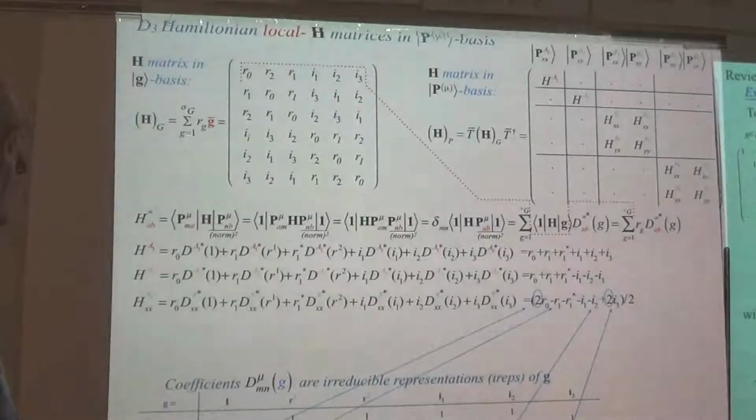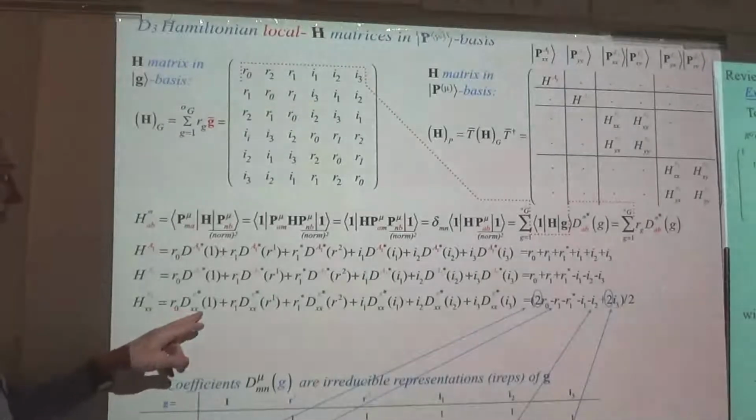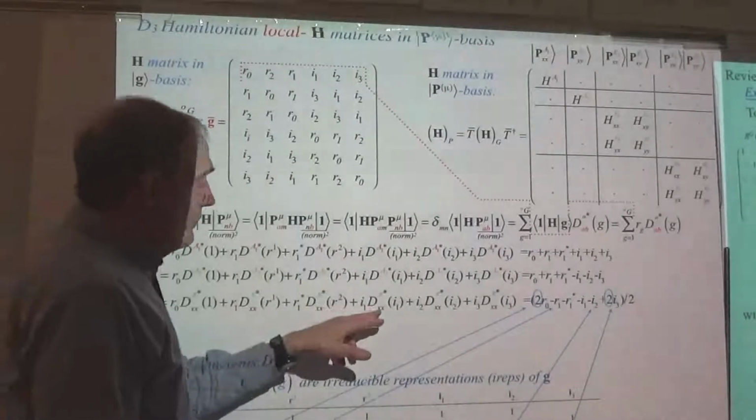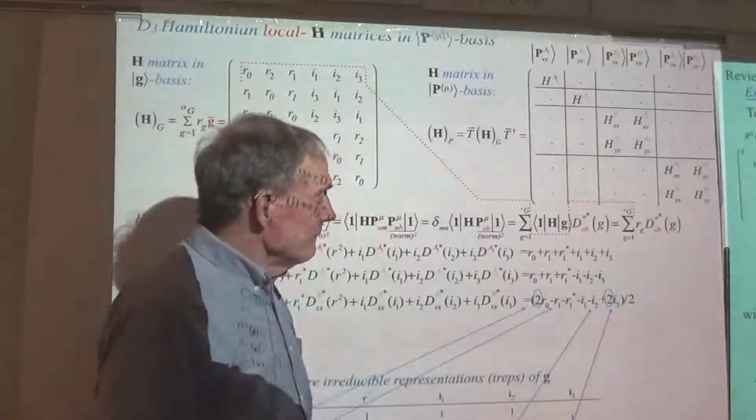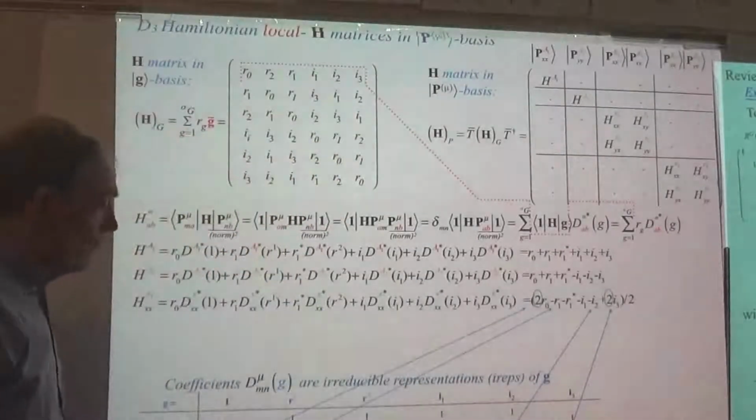Now it starts to get funny. Because now we're going to use the XX component. That's the first diagonal component of the E representation. So I got a 1 here.